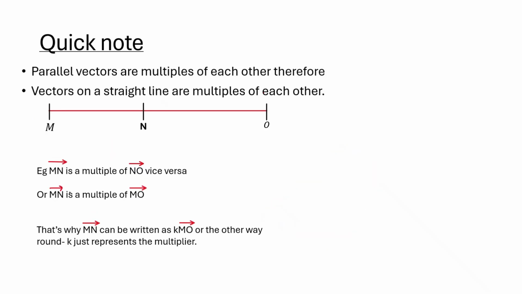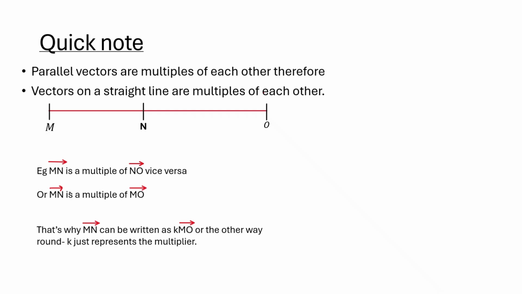Another quick note to be aware of. Parallel vectors are multiples of each other. So if you think about it, vectors in a straight line are also parallel, so they must also be multiples of each other. So on straight line MNO, the vector MN must be a multiple of NO. Or, if you think about it, MN and MO, the whole straight line, must also be multiples of each other. Any vectors on a straight line are just multiples of each other.